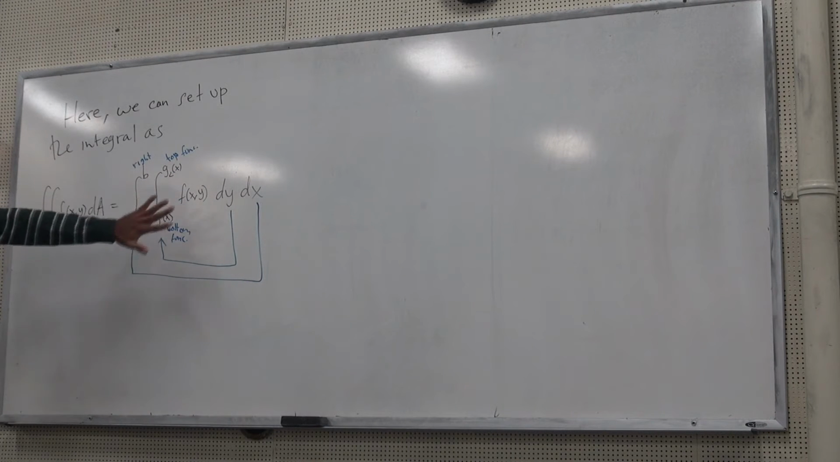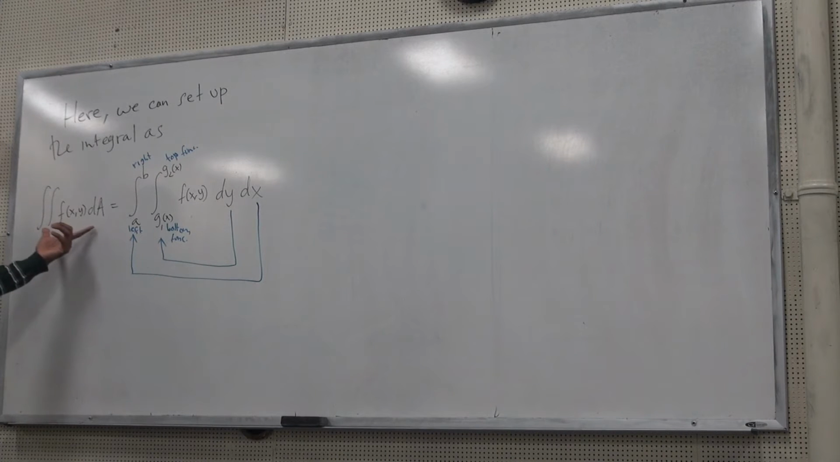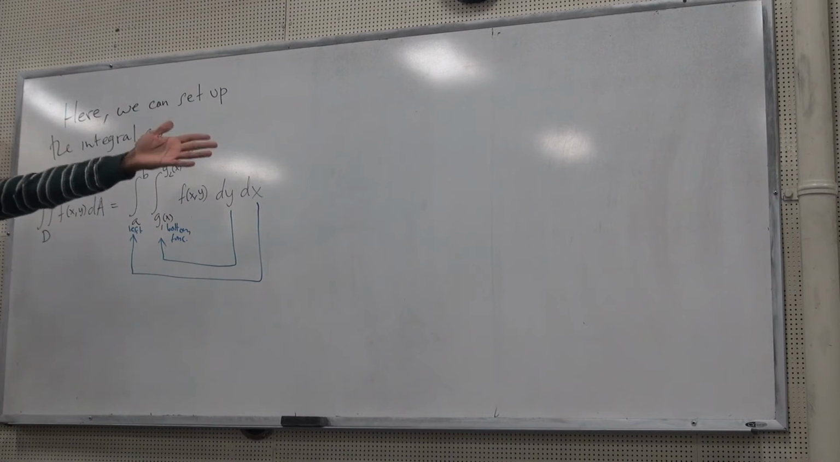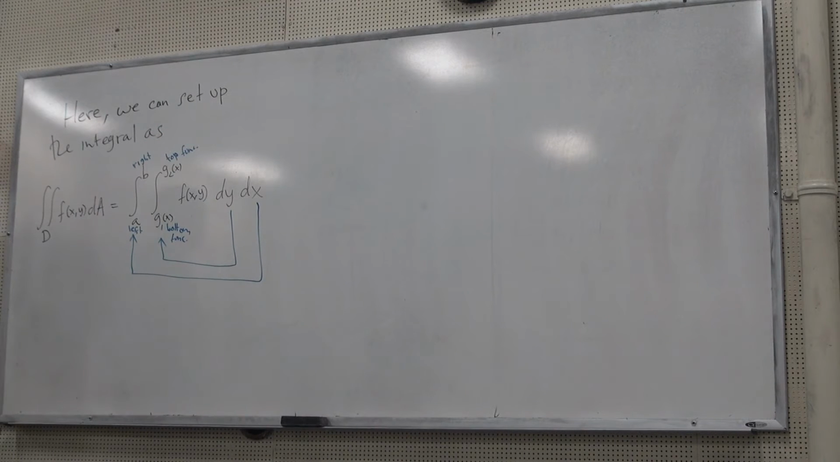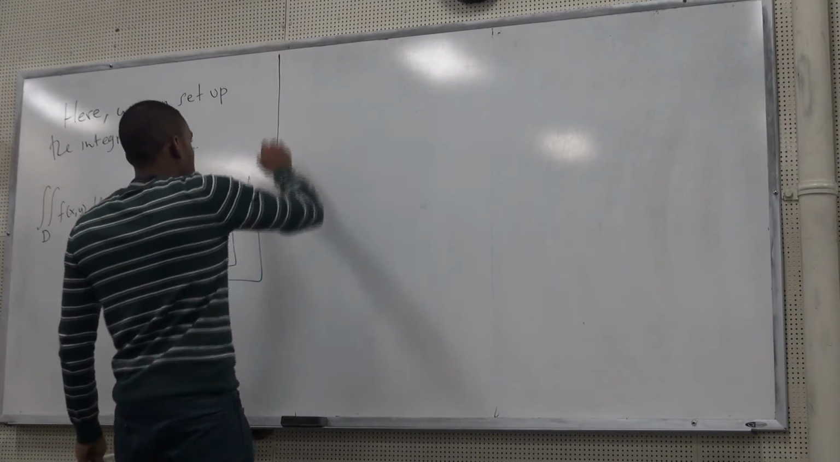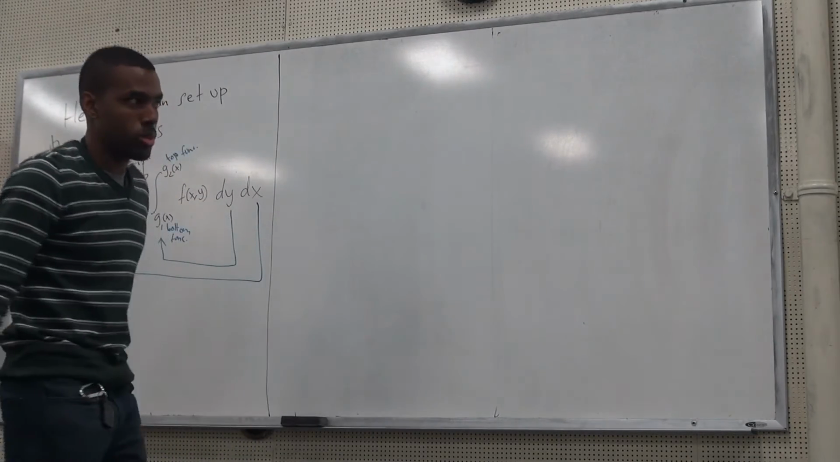Not every time they're going to give you this. They're going to say, find this where D is the region described by, and they'll describe it to you. But when they describe it to you, what you have to do is draw a picture. And from your picture, you can say, okay, this is on top, this is on bottom, that's on the left, that's on the right, this is how I'm going to set it up. Your book calls this a type 1 region. I don't really care what the name is.